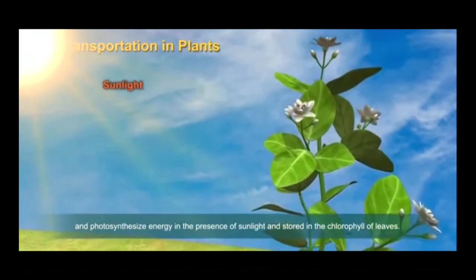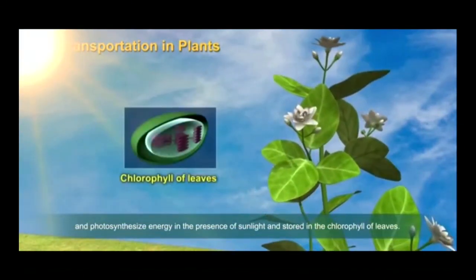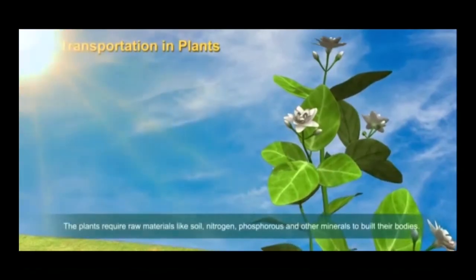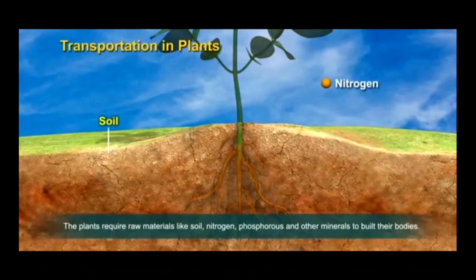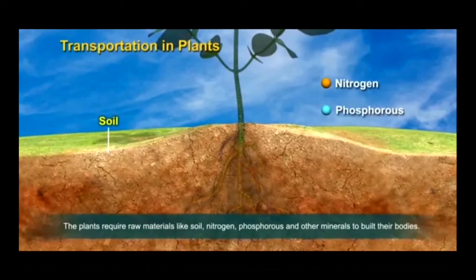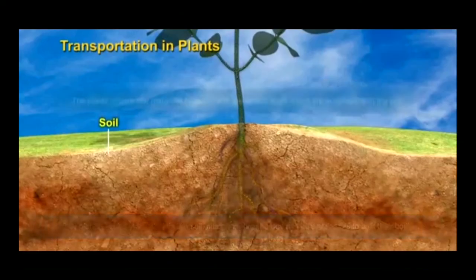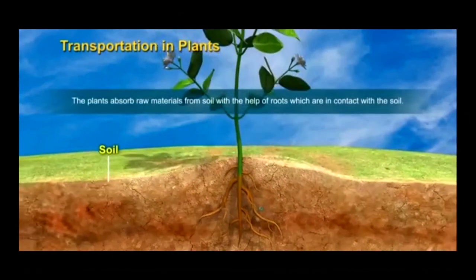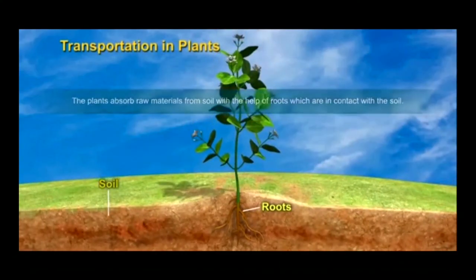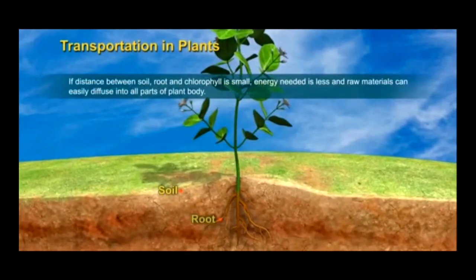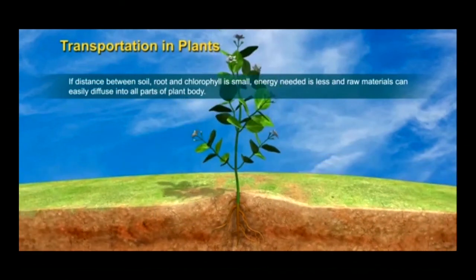So the plants need sunlight for the process of photosynthesis. The plants also require raw materials like the soil, the nitrogen, phosphorus, and other minerals to build their bodies. The plants absorb raw materials from the soil with the help of roots, which are in contact with the soil. If the distance between the soil, root, and chlorophyll is small, the energy needed is less, and raw materials can be easily diffused into all parts of the plant.